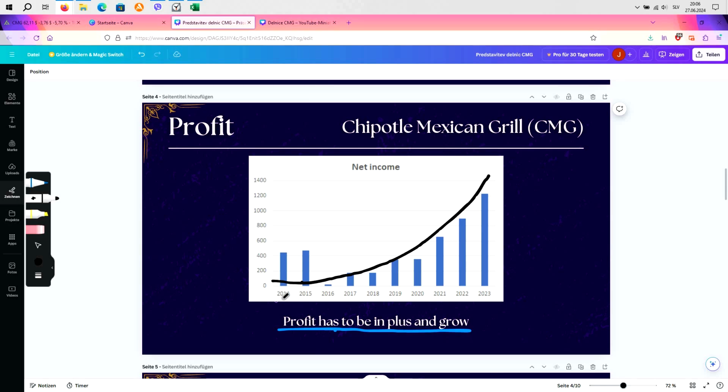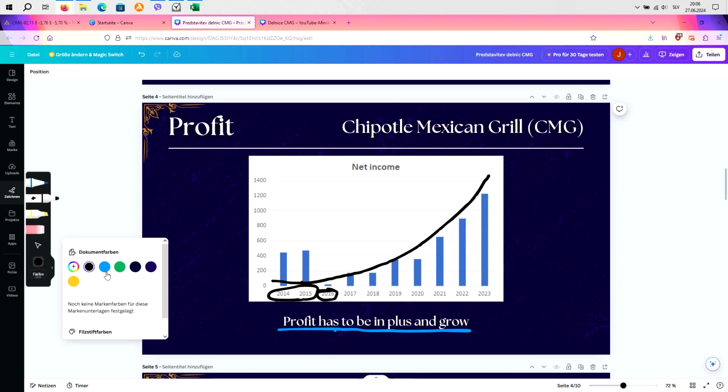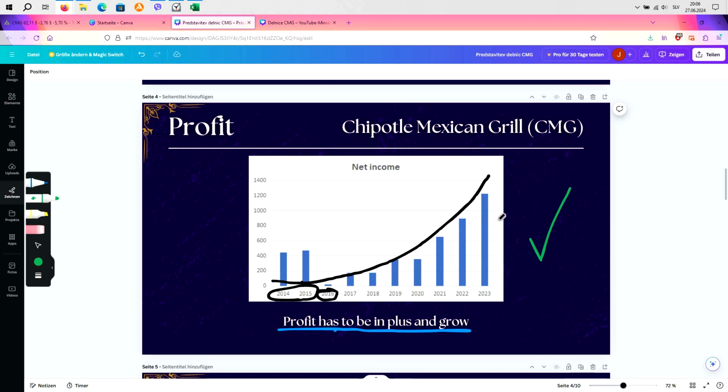Obviously, in 2014 and 15, something happened, like they had a massive plus, and then in 16, almost nothing. But since 2016, the chart grows exponentially. They have exponential profit. So that's absolutely amazing to see as well. The profits are growing. This is what we want to see, okay?